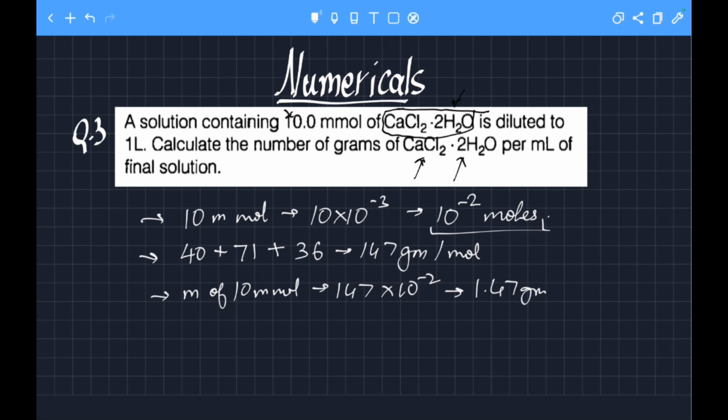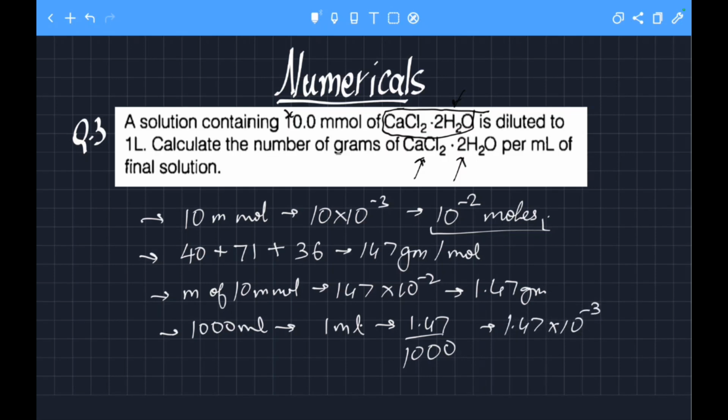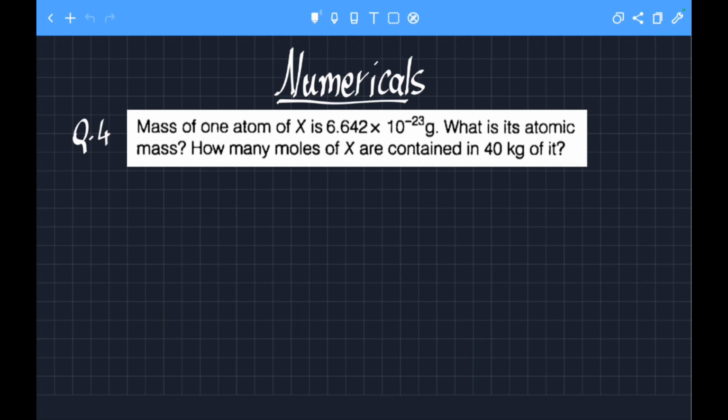लास्ट में वी हैव टू फिगर आउट number of grams per ml. And in 1 liter, how many ml is there? 1000 ml. So 1.47 gram is present across 1000 ml. Hence 1 ml will have 1.47 divided by 1000, that is 1.47 into 10 raised to minus 3. The final unit is going to be gram per ml.